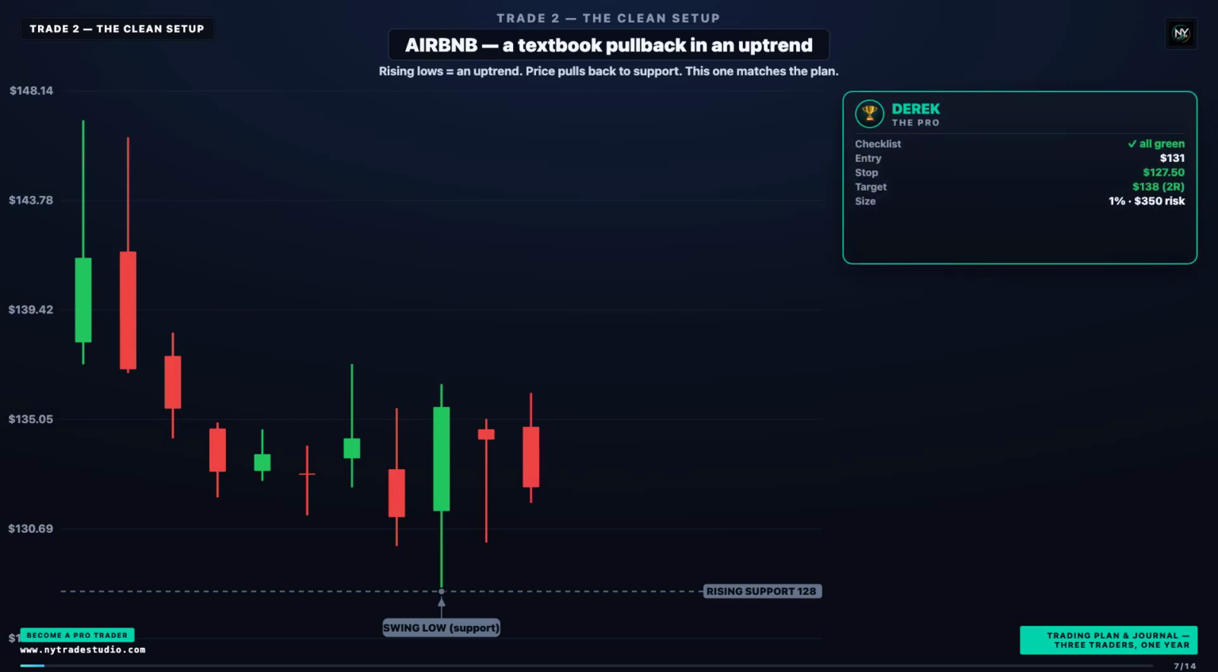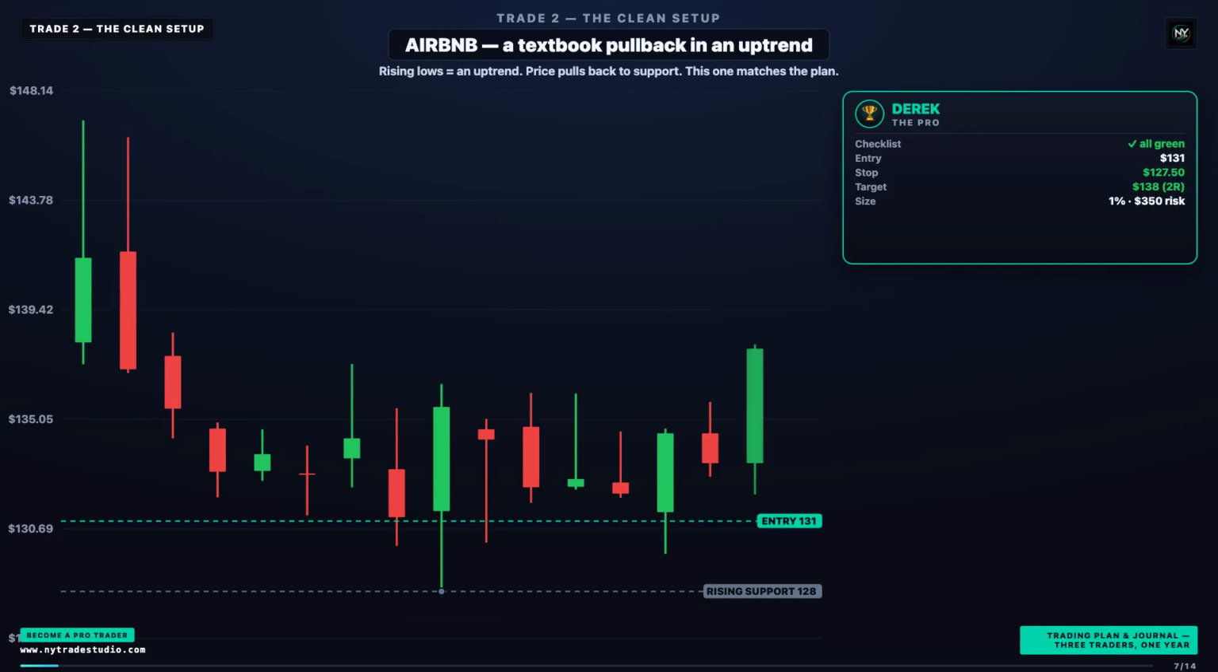Derek runs his checklist and every box turns green. Trend up, price at his level, reward double his risk. So he writes his 3 numbers in advance, exactly as planned. Entry at 131, the teal line. Stop at 127.50, the red line, just below support. And target at 138, the green line, a clean 2-to-1. Then he sizes it, 1% of his account, risking about $350 and no more.